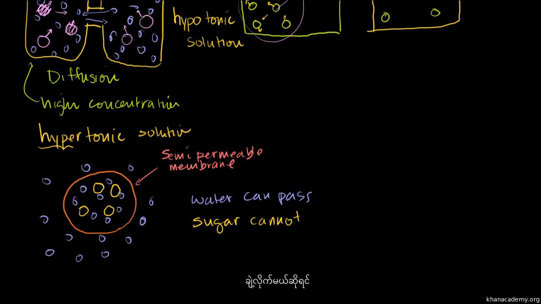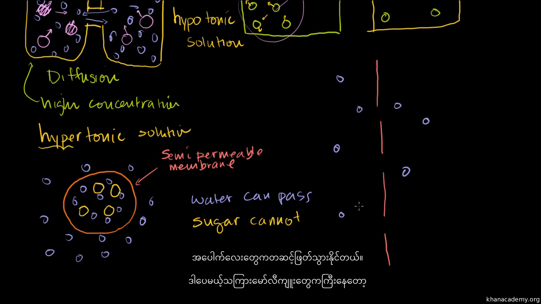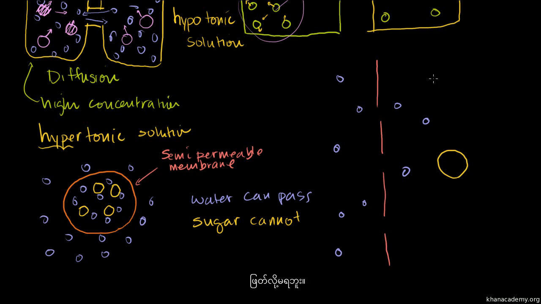So if we were to zoom in on the actual membrane itself, maybe the membrane looks like this. I'm going to zoom in on this membrane. So it has little holes in the membrane, just like that. And maybe the water molecules are about that size, so they can go through those holes. So the water molecules can go back and forth through the holes. But the sugar molecules are about that big, so they cannot go through that hole. They're too big for this opening right here to go back and forth.